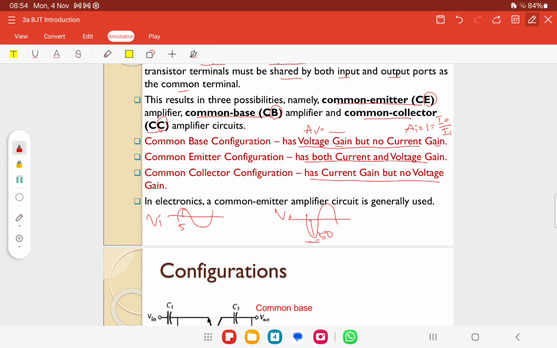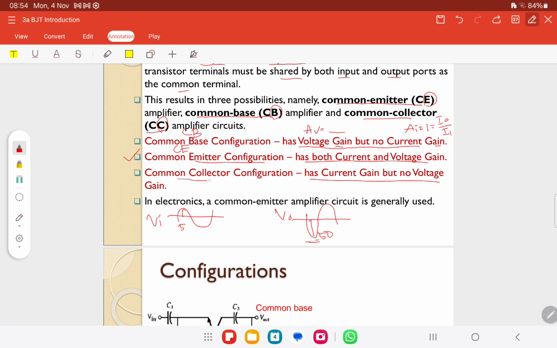Okay. Alright. For the second one is emitter configuration. A common emitter. This one is common base. Ini common emitter. Ini common base. Okay. For common emitter, this is the most efficient one sebab dia ada both. It has the current gain AI, ada value. AV pun ada value. Okay. That is why among these three, the common emitter yang paling banyak guna. Normally dalam amplifier lah.